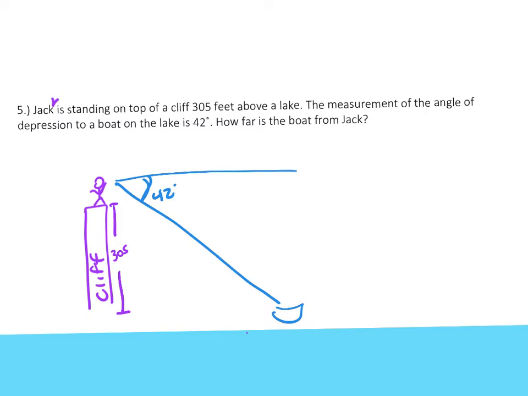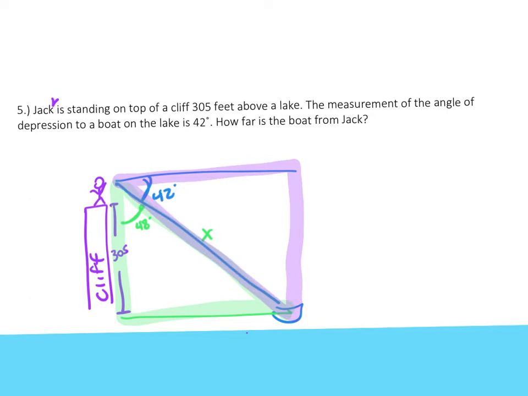How far is the boat from Jack? So a lot of people put the X here. That would be how far the boat is from the base of the cliff. This is actually the distance from the boat to Jack, which is here. So you have two choices. Either take this as the complement to 42, which would be 48 degrees, and then use the bottom triangle like this to set up a trig function. Or you can use this top triangle to set up your trig function by putting 305 on the other side. That would be the same.